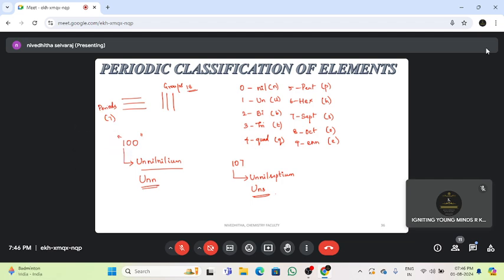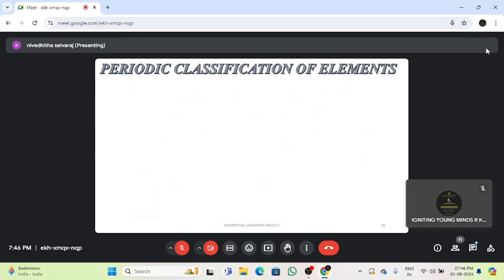So now we'll move on to some periodic properties, okay, which are very, very important in this chapter. So the periodic properties we studied in this chapter are effective nuclear charge, radius, ionization energy, electron affinity, electronegativity. These are all the 5 very, very important periodic properties, okay? And we have to know what are those and what are their periodic trends in the table, okay?